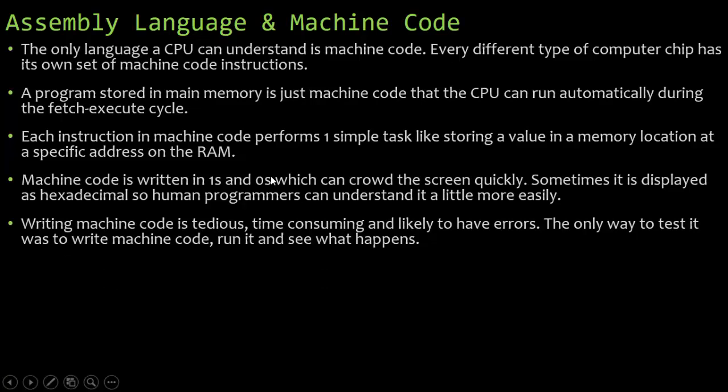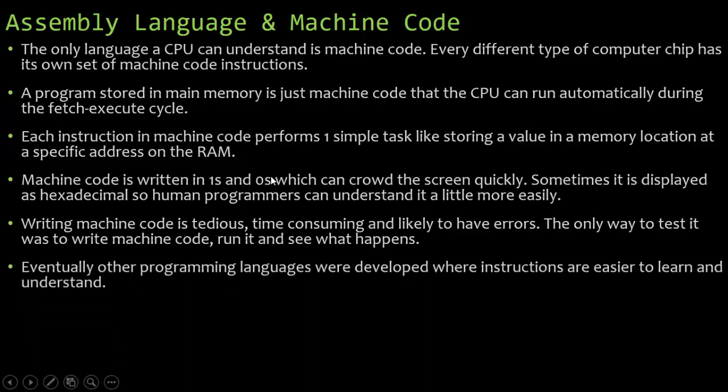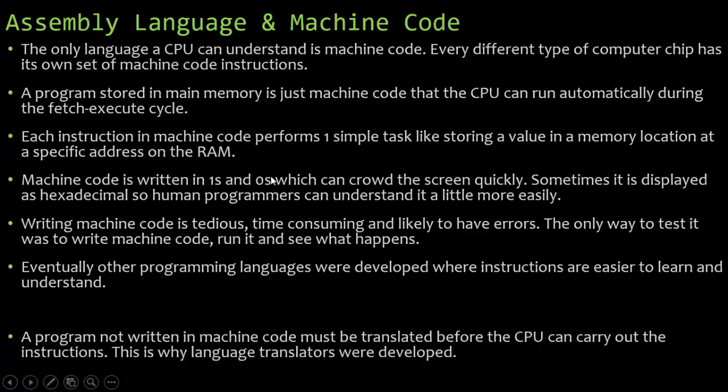If you're writing a bunch of zeros and ones, trying to remember what each combination does, it's almost impossible, and you're going to run into errors. The only way to test it back in the day was to write machine code, run it, and see what happens. Most of the time, it didn't do what they wanted it to do. Eventually, other programming languages were developed where instructions are easier to learn and understand: VB.NET, Python, Java, C++. But we also have assembly language.